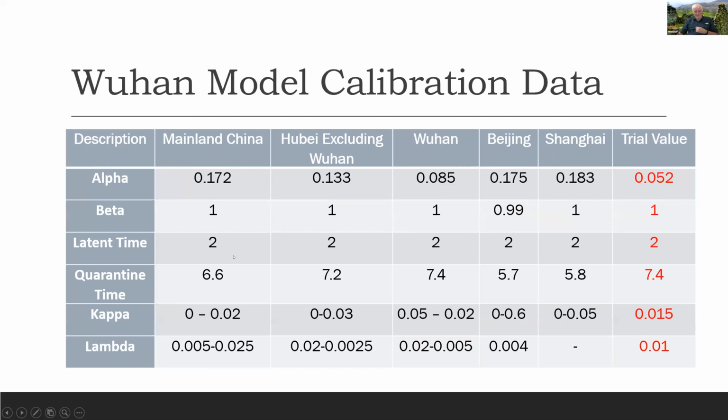The interesting one was alpha. An alpha of 0.172 basically will extinguish your pandemic within about 5 or 6 days, which is what the Chinese said happened. But there's no way it extinguished that fast. Even Texas is not able to extinguish it that fast. And then the other ones are just estimates.